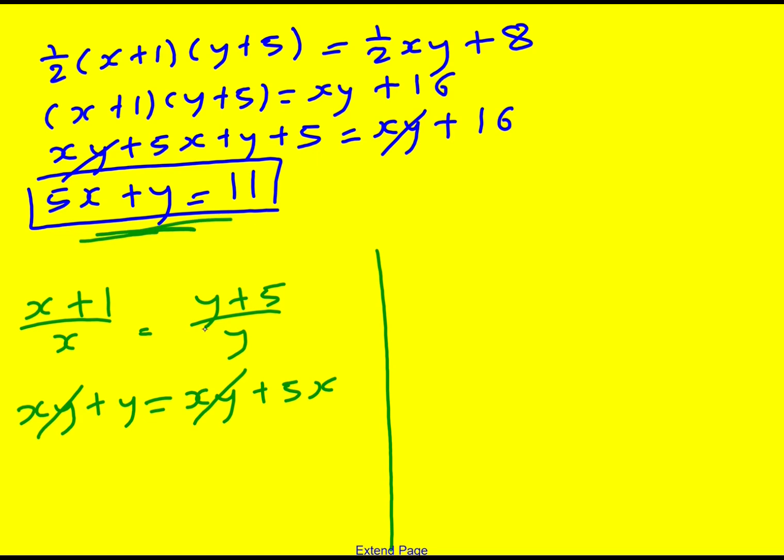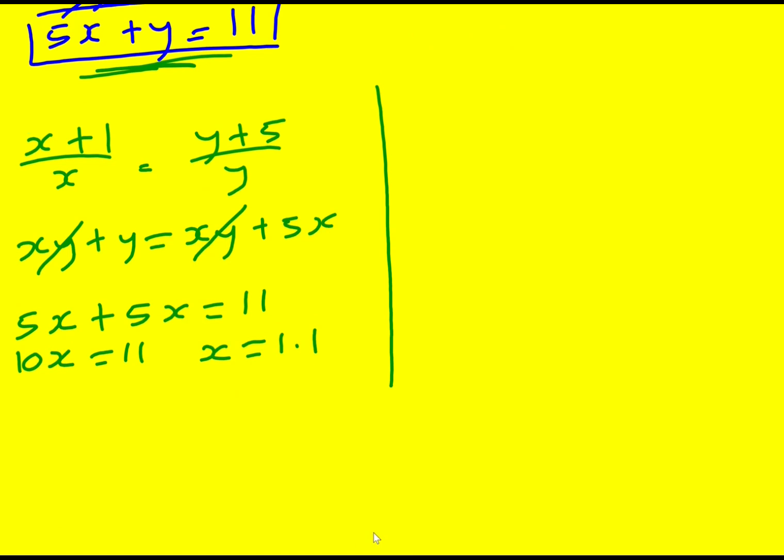I can just sub that into here, which gives me 5x plus 5x equals 11. So 10x equals 11, x equals 1.1. Remember, y is 5 times x, so y is equal to 5.5. That is one possible answer.